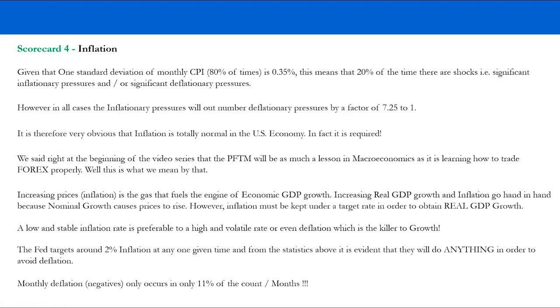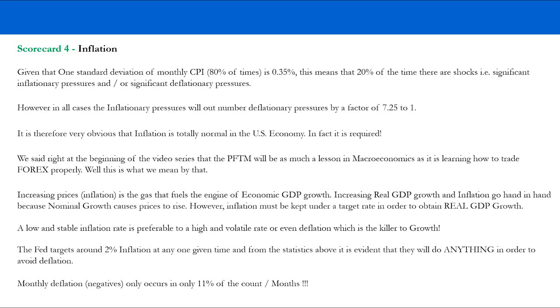Given that one standard deviation was 78%, let's approximate to 80% of times. The one standard deviation move 80% of times is 0.35%. So that is basically our normal bound. This means that 20% of the time there are going to be shocks, so significant inflationary pressures and/or significant deflationary pressures.